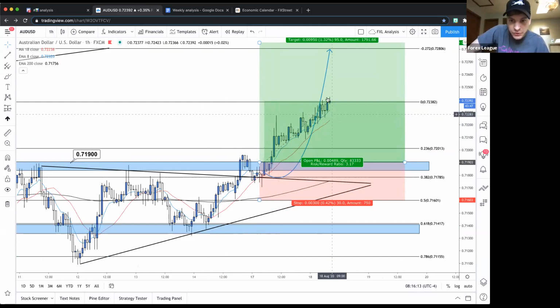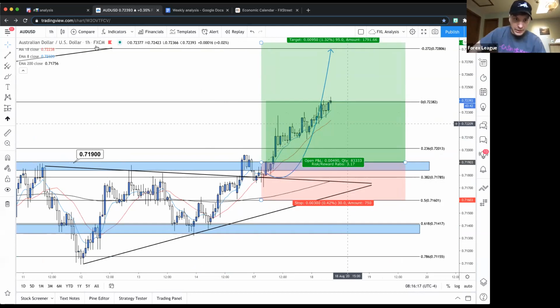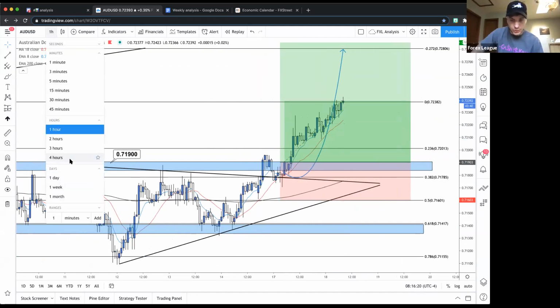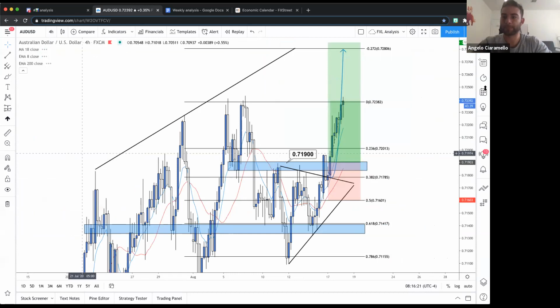So it's about almost 50 pips. I think it hit 50 pips in profit. Would have been a really nice trade. But let's go over what needs to happen now. What are we looking for now? How can we take a potential trade off this?